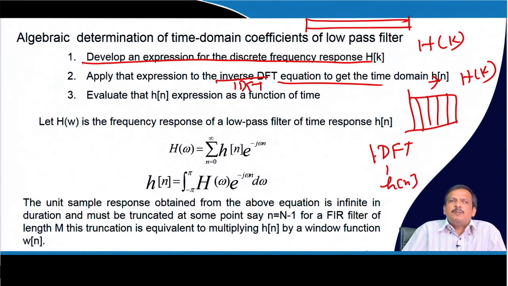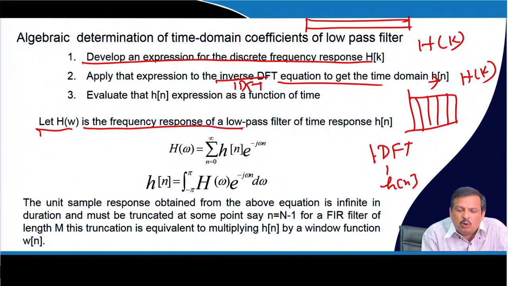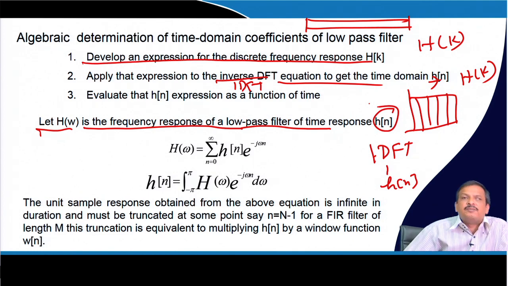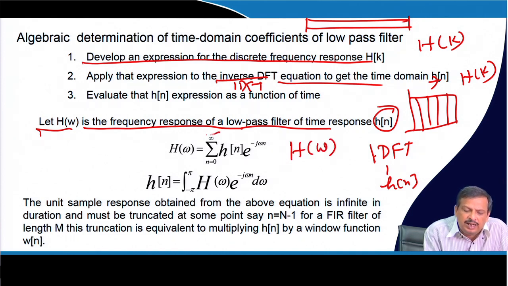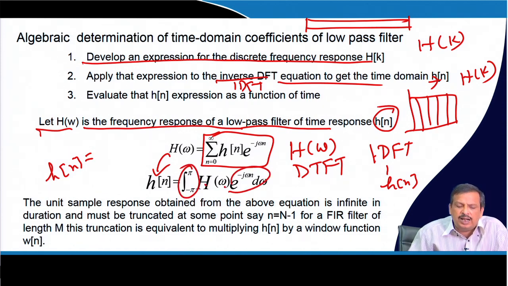h of n can be expressed as a function of time. Let H of omega be the frequency response of a low pass filter, and h of n the impulse response. So I have a low pass filter, and I know its frequency response is H of omega. What is h of n? It is the inverse Fourier transform. If it is the discrete time Fourier transform, DTFT, then the inverse is 1 by 2 pi, integral from minus pi to pi of H of omega e to the power j omega n d omega.